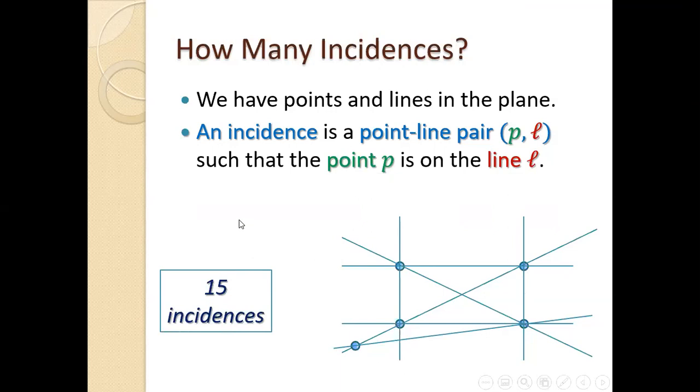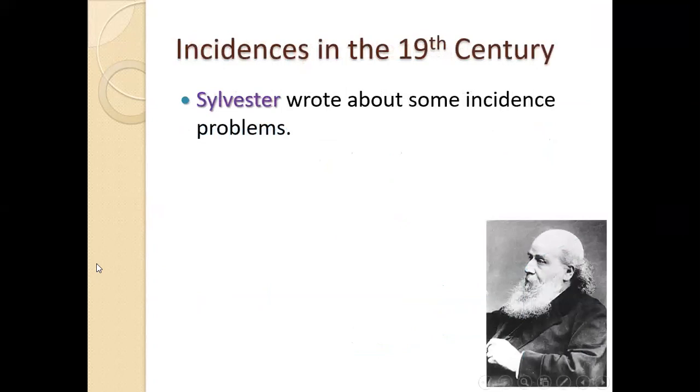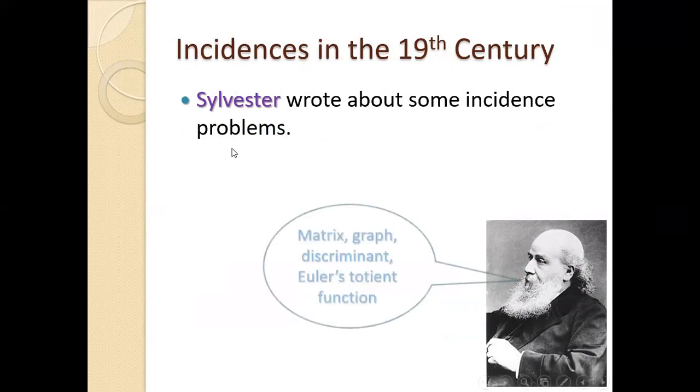So people started in some sense looking at incidence problems in the 19th century. For example, there was a famous mathematician in the 19th century called Sylvester. When you study math in college, you tend to study a lot of things he came up with. And beyond just coming up with a lot of good math, he also named a lot of mathematical objects. For example, he coined the term matrix and graph and discriminant, all sorts of other things. And one of the things he did is he started looking at incidence problems. I'm going to show you what his problems are in a second.